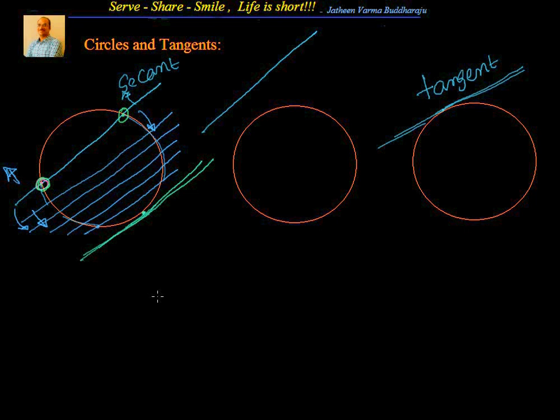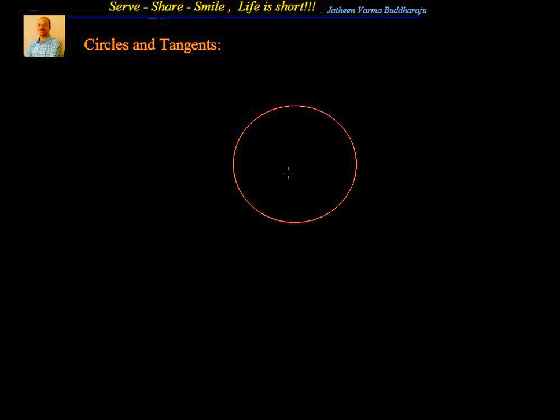Now suppose I have a point. How many tangents can I draw to a circle? Let's try to understand that. Suppose I have a circle with center O and radius R. We want to find out how many tangents we can draw to this circle from a particular point. So again there are three scenarios. One, the point can be inside the circle. If the point is inside the circle, then we cannot draw any tangents. So that's case 1. The number of tangents is 0.